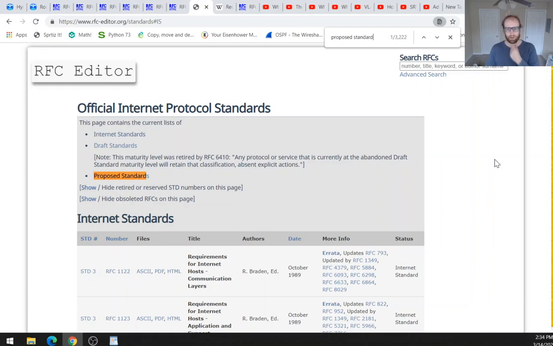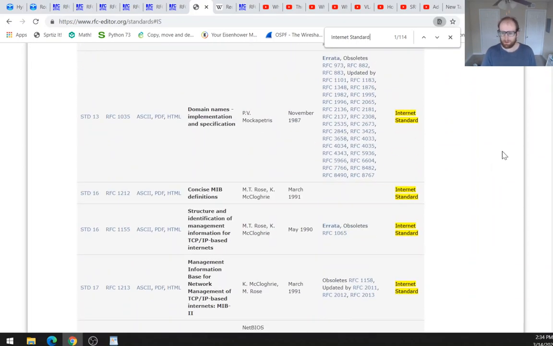Yeah, so there's 3,000 matches for proposed standard on this page. Only 114 for an internet standard. It's, I guess, not so bad.